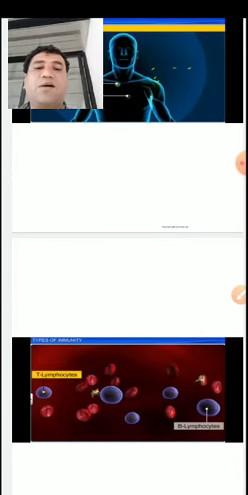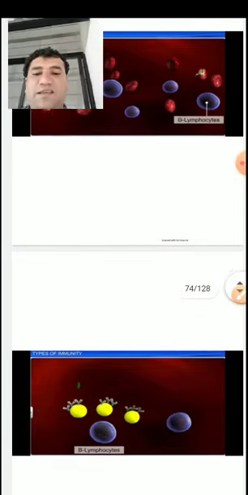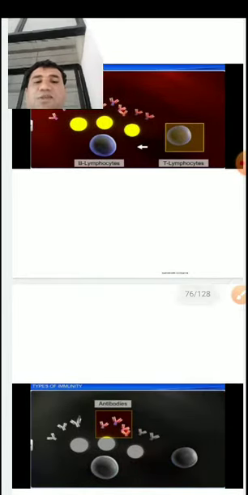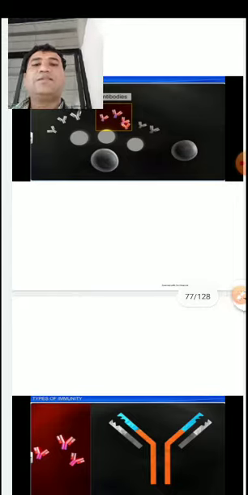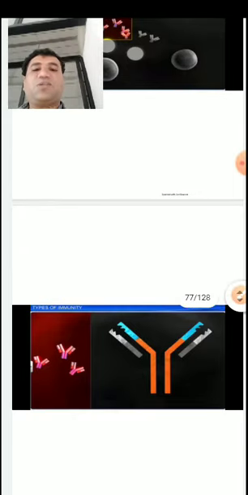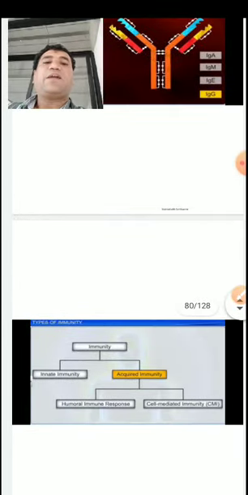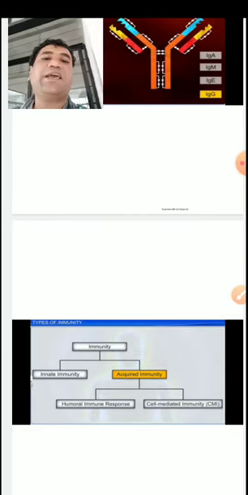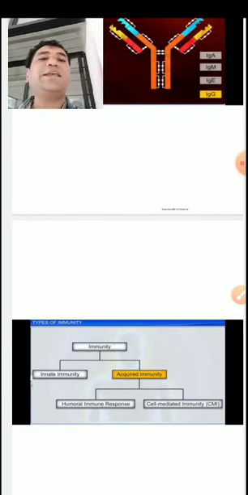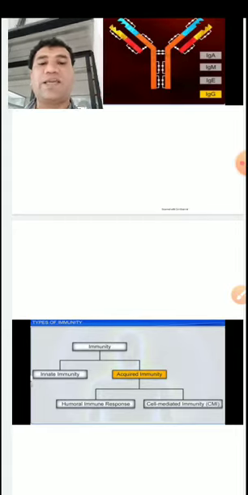B lymphocytes are helped by the T lymphocytes. You can also see that antibodies are generally produced by our body in response to the antigens. Here we can see the two long chains and two short light chains. The long chains are also called heavy chains, so the formula is H2L2. Generally these are of four types: IgA, IgM, IgE, IgG. IgD is also there.